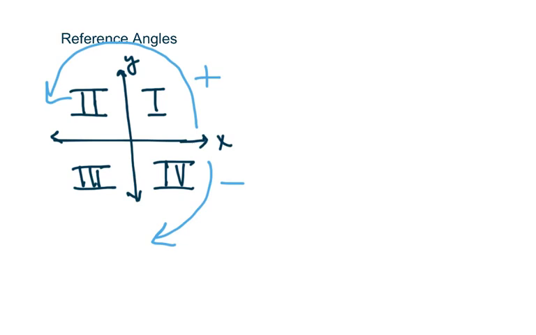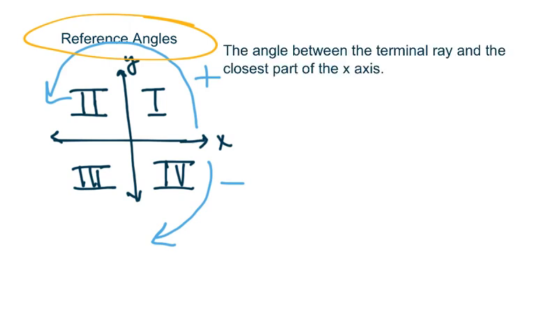So we're talking today about what we call reference angles. There's an actual definition. The definition of a reference angle is the angle between the terminal ray and the closest part of the x-axis.